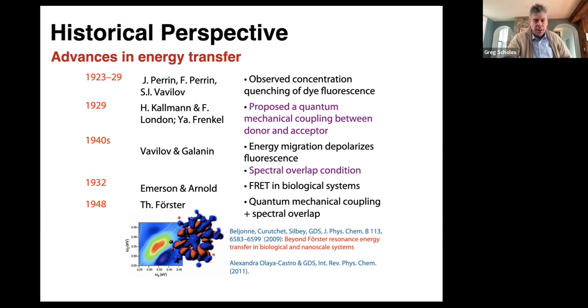It was in the 40s that these scientists, especially in Russia, but also Förster, doing experiments, realized the condition of the spectral overlap. As I mentioned, that energy conservation condition: the fluorescent spectrum of the donor needs to overlap the absorption of the acceptor. I'm going to come back to some interesting discussion points about that at the end here. It's in the 30s that energy transfer in biological systems was first studied, as energy transfer within proteins. And then, of course, Förster's 1948 paper was the masterwork in all of this, where he brought everything together with a theory.